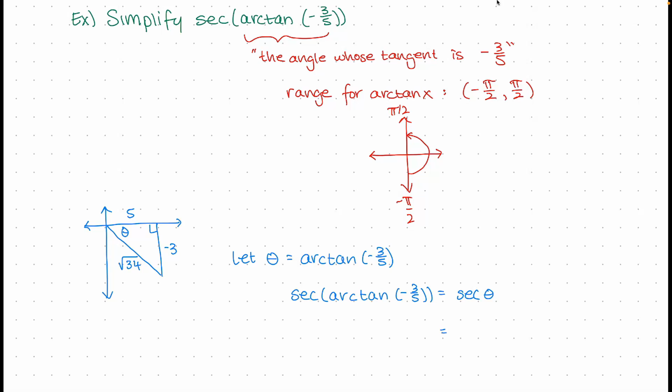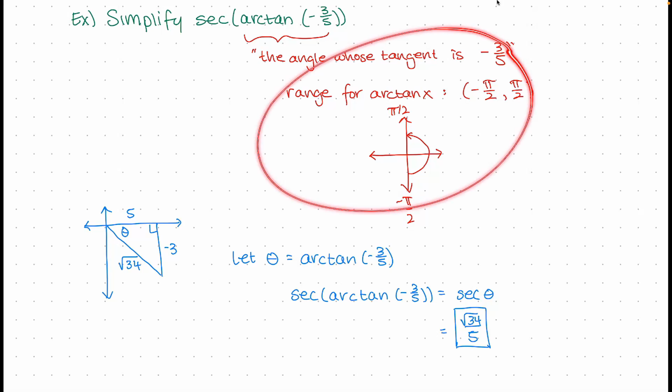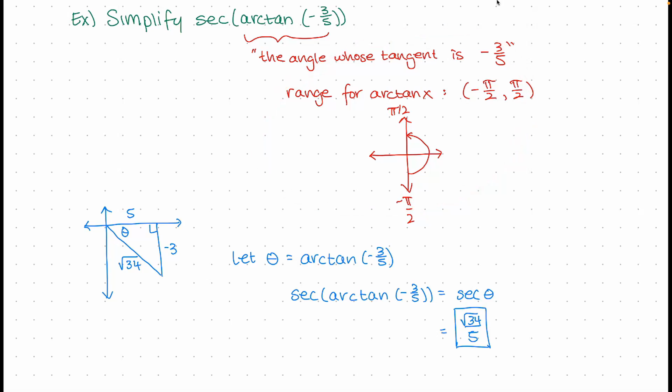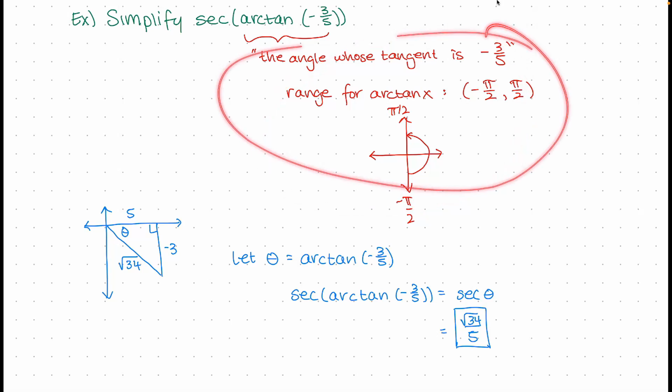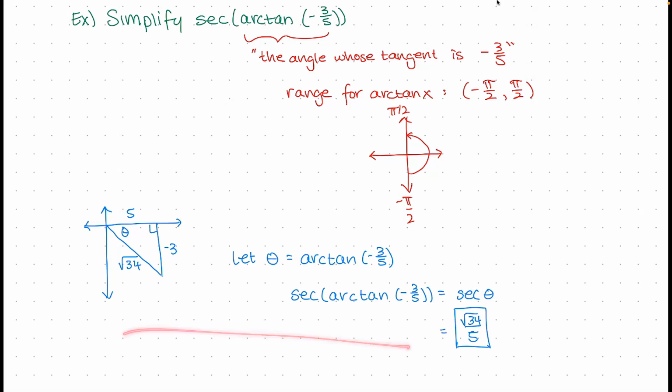So secant of theta is going to be the hypotenuse over the adjacent. The hypotenuse is root 34. The adjacent is 5. And that's it. We're done. So there's not much work to do. This work right here can be more in your head, but this is kind of explaining where all the blue work is coming from. If it helps to write all this out, feel free, but the blue work is all you need to show. Yay! So any questions about that?